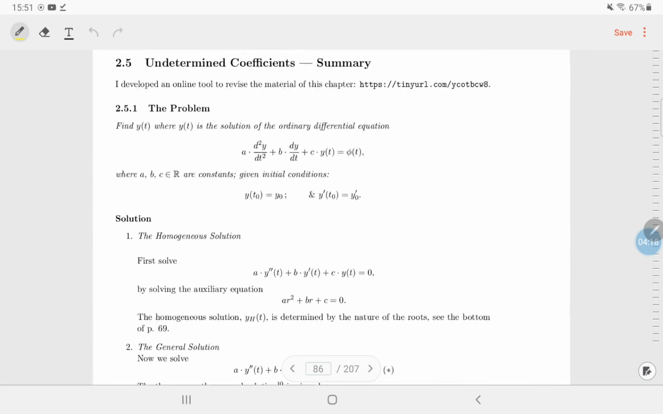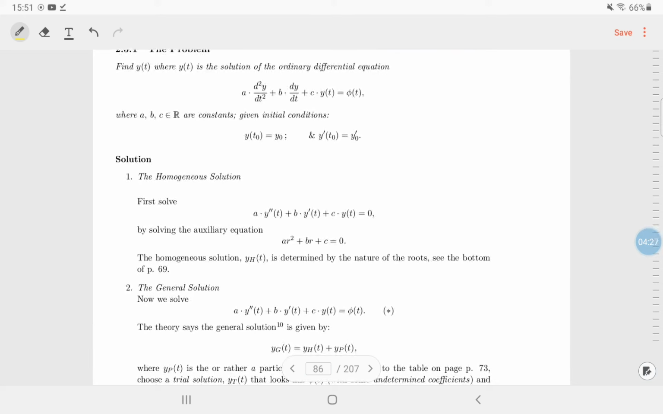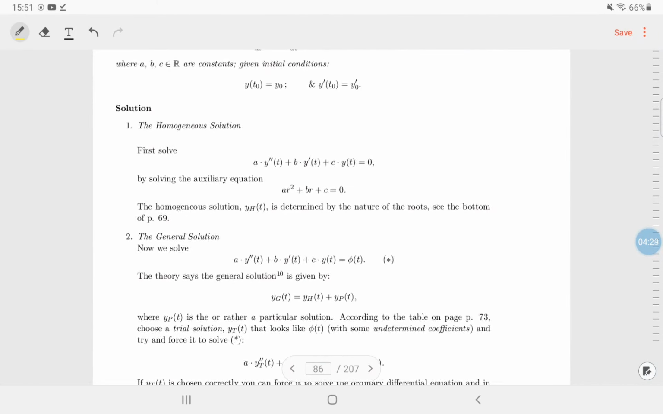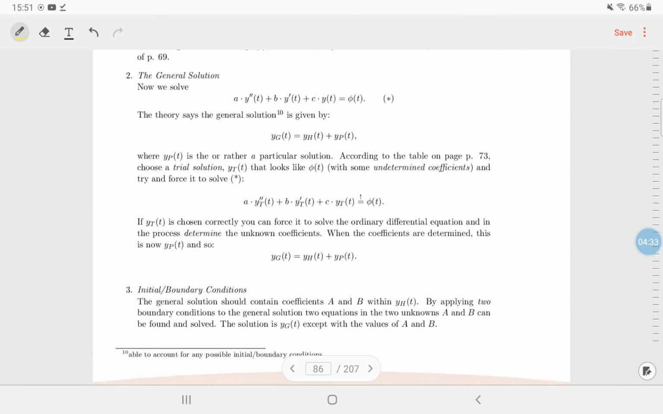Now, if you want to revise this chapter, I've got an online tool. I don't know whether you have time for that. That's up to you. So this is what it says. First, you solve the homogeneous system by solving the auxiliary equation. Then you find the general solution. Then you add them together, and then you do the initial conditions.